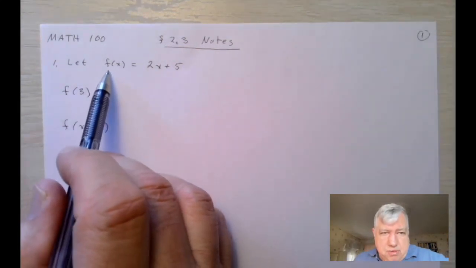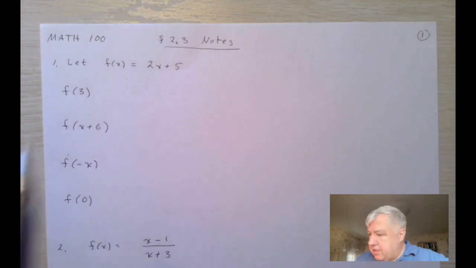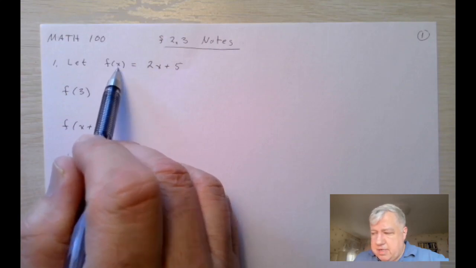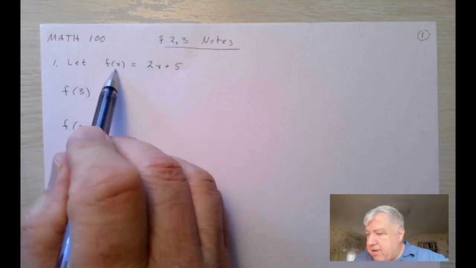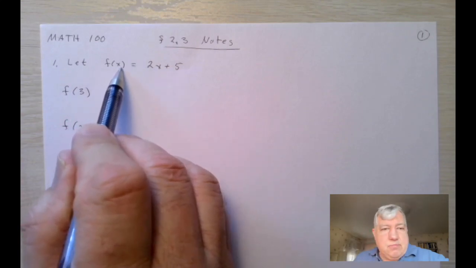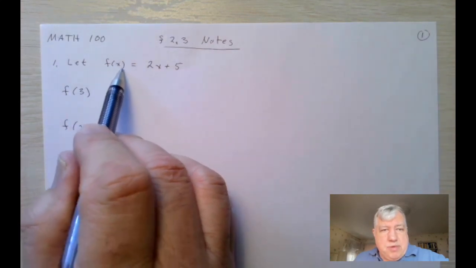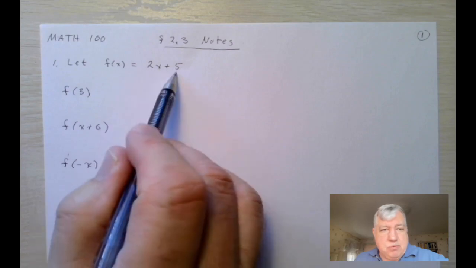So when we see this, we let f of x be 2x plus 5. What this says is that f is a function that takes an input, x, and sends it to an output. The output is 2x plus 5. The input value is always in whatever the parentheses is. And to get the output, we substitute whatever's in here for x, and that will be the output.